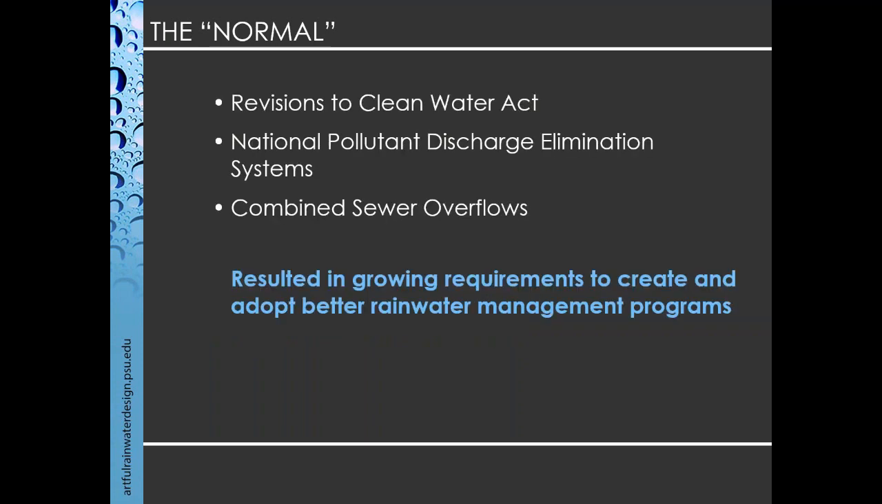This is a direct result of changing regulations, changes to the Clean Water Act, National Pollution Discharge Elimination System, and in a lot of cities because of combined sewer overflows. So we're starting to see a change in how stormwater is managed because it's starting to be managed for the first flush and for water quality.